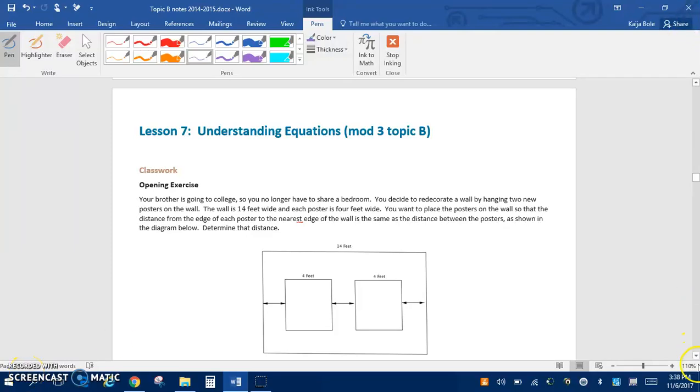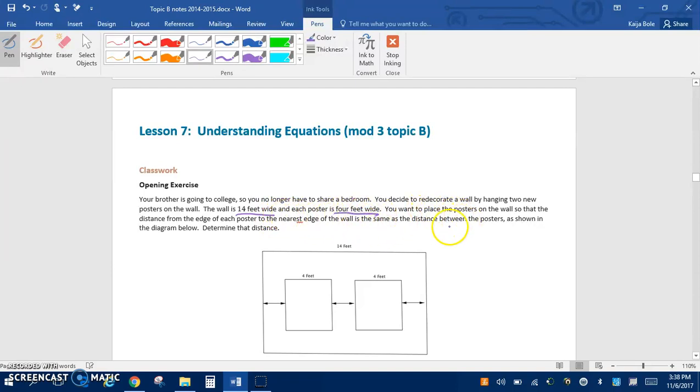Alright, so here we are on lesson 7, understanding equations. We should be on page 11 of your note packet. The opening exercise says your brother is going to college, so you no longer have to share a bedroom. You decide to redecorate a wall by hanging 2 new posters. The wall is 14 feet wide and each poster is 4 feet wide.